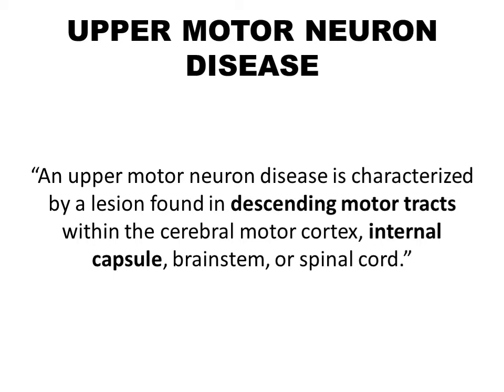Symptoms of upper motor neuron disease include muscle weakness, increased tone or hypertonicity, hyperreflexia when testing deep tendon reflexes, mild atrophy from disuse, and abnormal reflexes such as a positive Babinski sign.